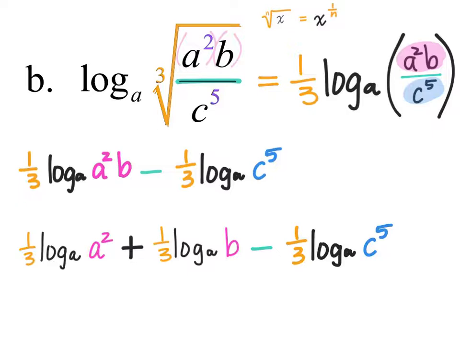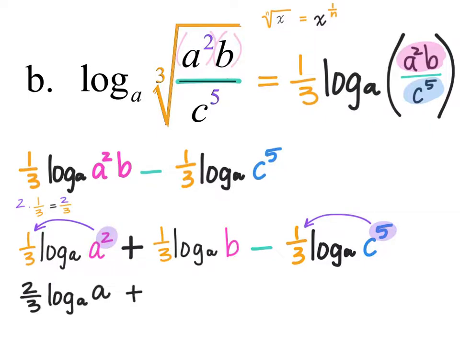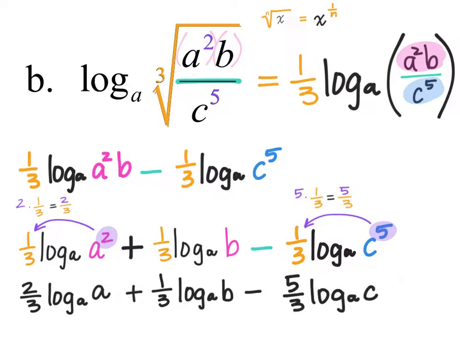And our last step in expanding this logarithm is to apply the power rule and take those exponents that remain and bring them out in front of their logarithmic expression. When we do that, we're going to multiply the exponent that we're bringing out front by the existing number. So for this first one, we'll have 2 times 1/3, so we'll have 2/3 log base a of a plus the existing 1/3 log base a of b minus, and we're going to multiply that 5 times 1/3, so we'll have 5/3 log base a of c.